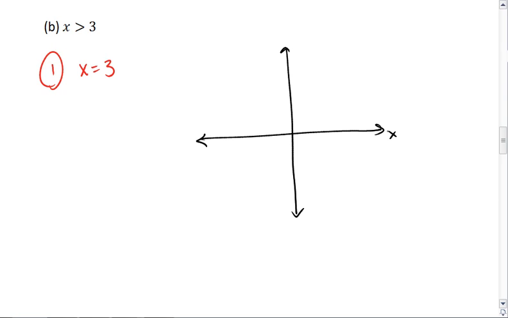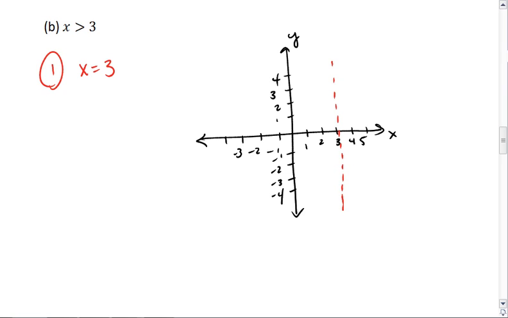Which we already know. Okay, we already know that x equals 3 will be a vertical line at x equals 3. And because the original inequality is strictly greater than, we used a dashed line.